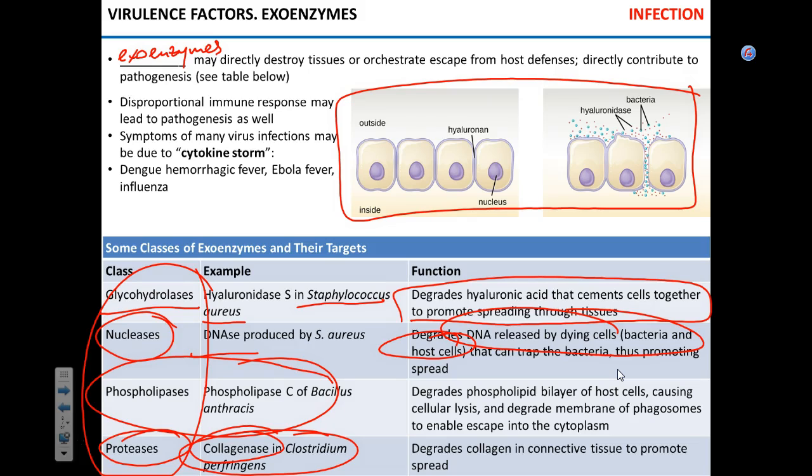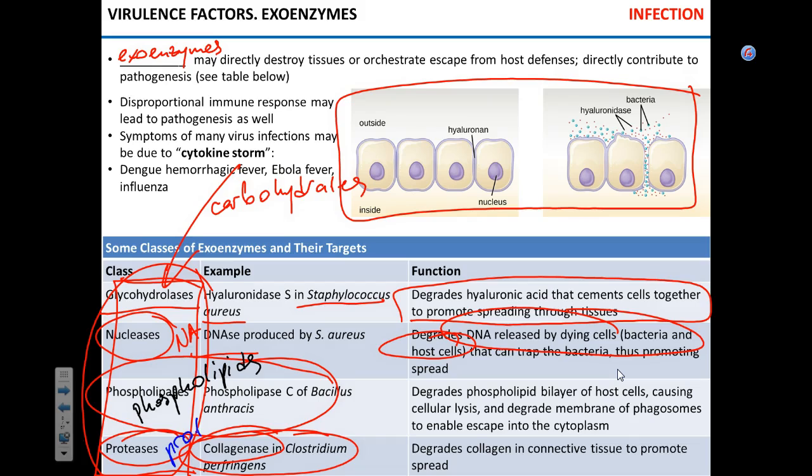Now, what you have to know about the virulence factor and what you have to know about exoenzymes. So you have to know these 4 classes and what they act upon: carbohydrates, nucleic acids, phospholipids, and proteins. Right?